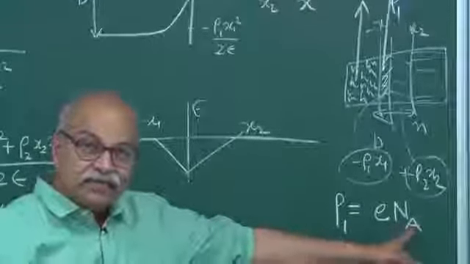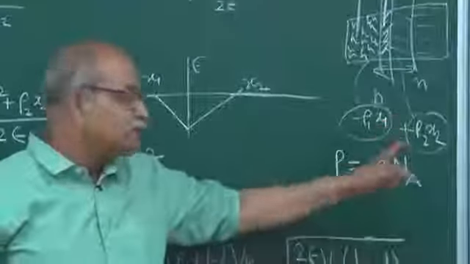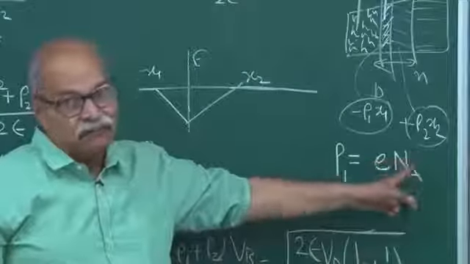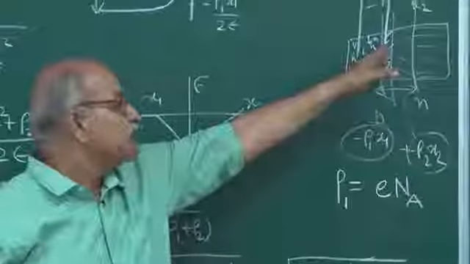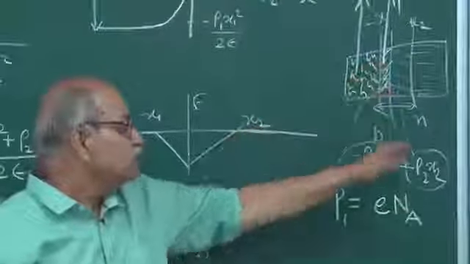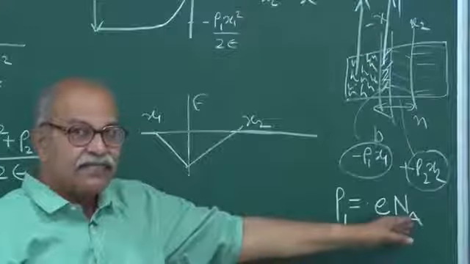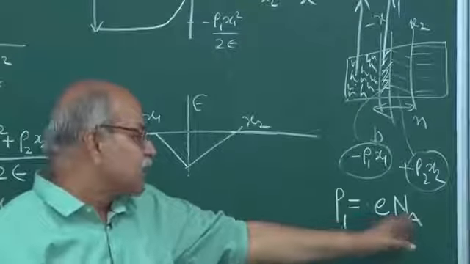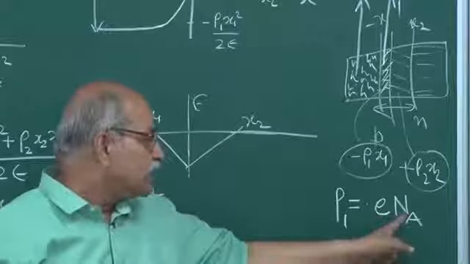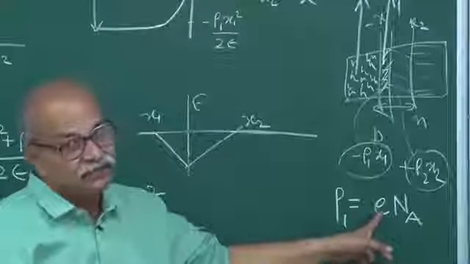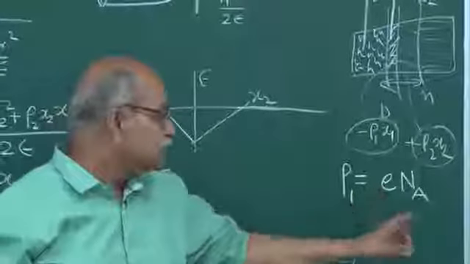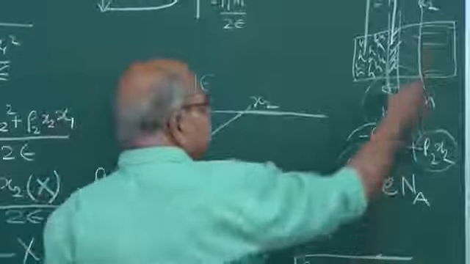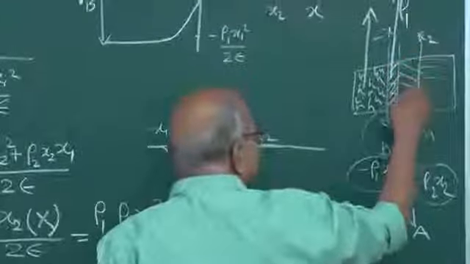What is Na? Number of acceptor ions per unit volume, right? Number of impurity ions which I have doped here per unit volume. So that is Na, number density. And then each ion has this charge of minus E, and therefore this rho 1 is just E times Na. And similar is the story on this side.